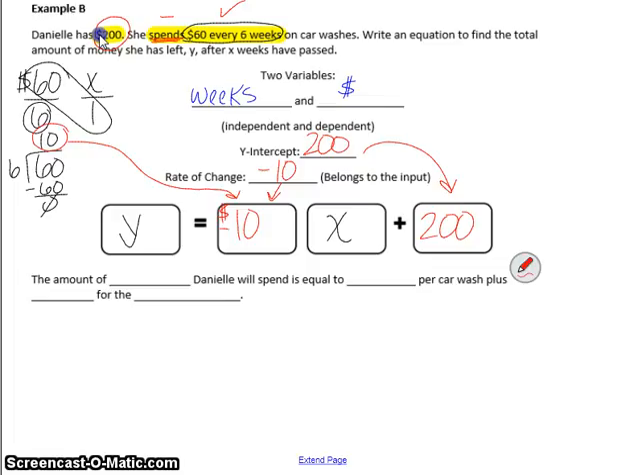So now all I have to do is fill in the sentence. The amount of blank Danielle will spend is equal to blank per car wash plus blank for the blank. All I'm doing is putting my equation into words. So I have the amount of money that Danielle will spend is equal to negative $10 per car wash plus $200 for the original amount that she started with.